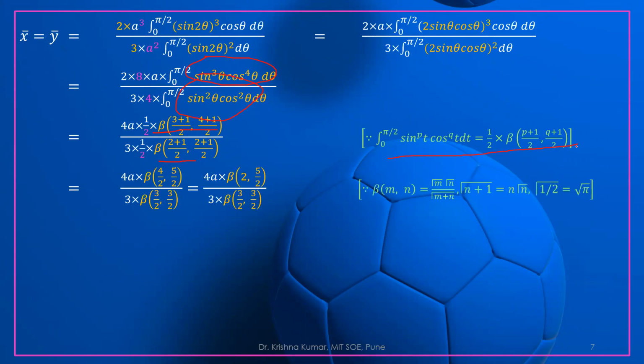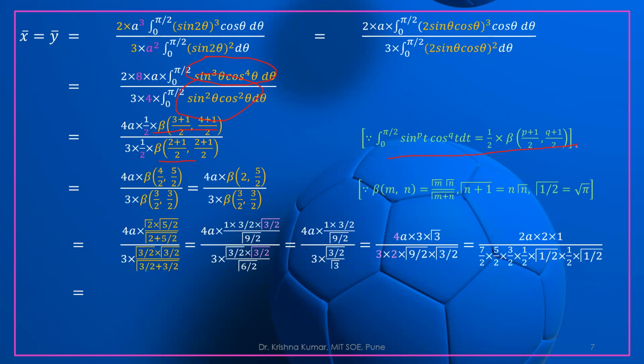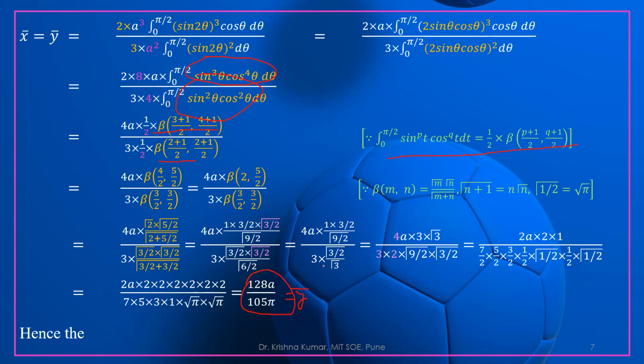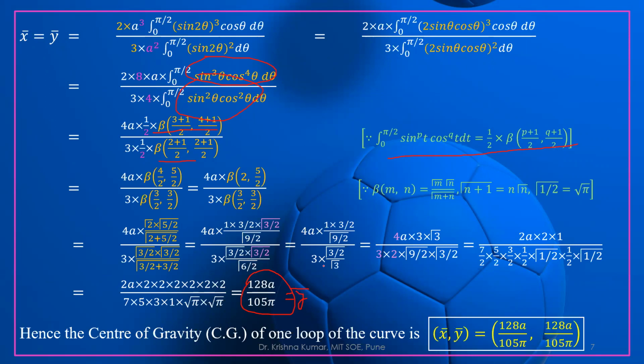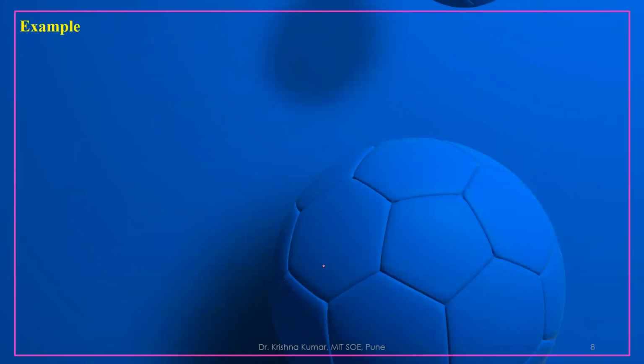Okay, so now if we simplify this part, the answer is 128a upon 105 pi. This is the value of x bar. The same thing holds for y bar. So the center of gravity of one loop of the rose curve is 128a upon 105 pi and 128a upon 105 pi. In this manner we are able to find the center.